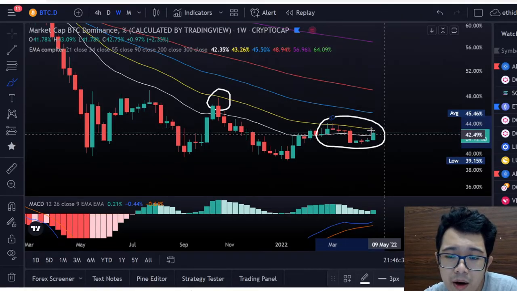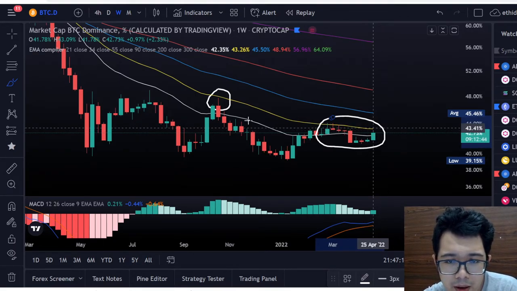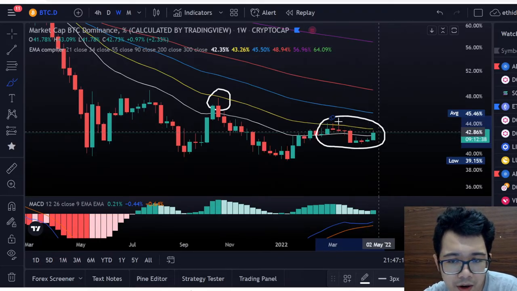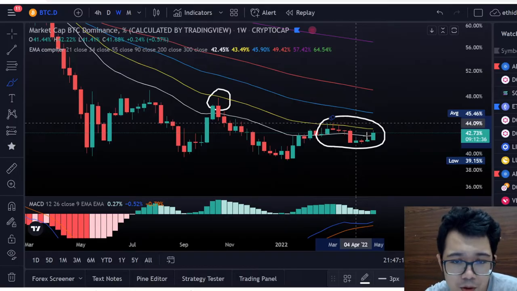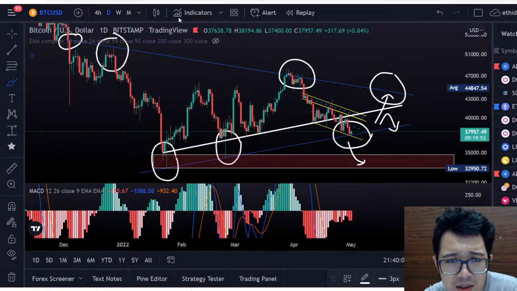If we break above this line, I think it's a very good point to sell, and usually the market is down. Okay, so always prepare, this yellow line is the exponential moving average 55 week in the weekly time frame. So you need to keep watch in here. And lastly, I have two slides remaining.